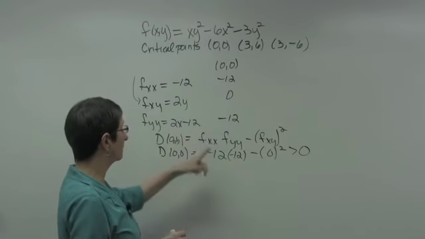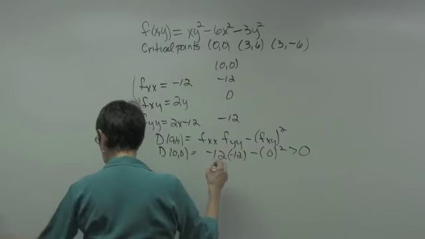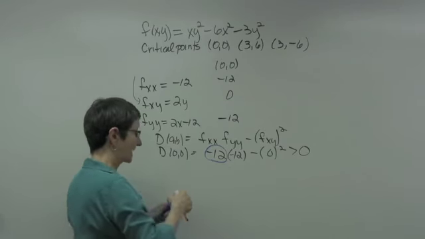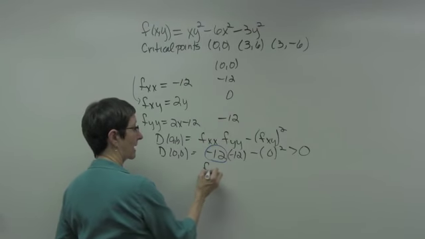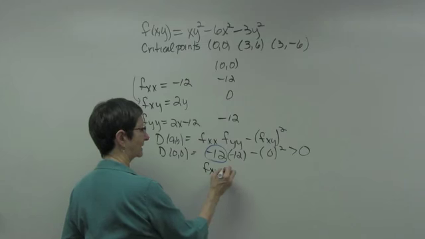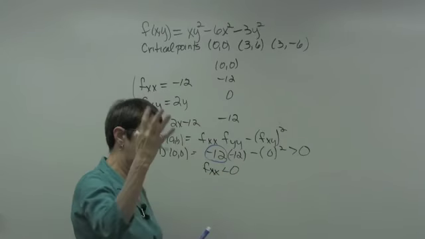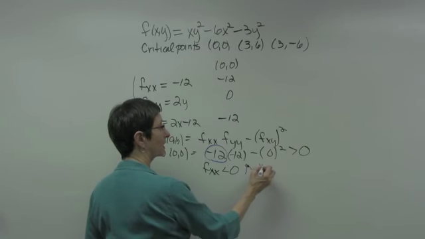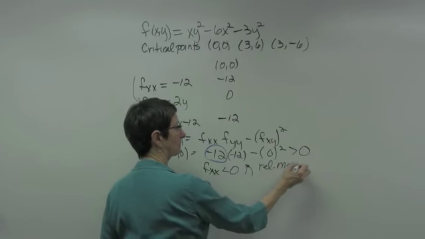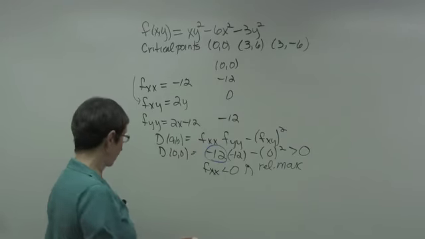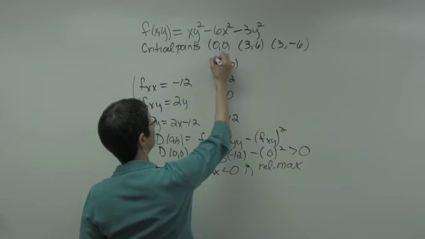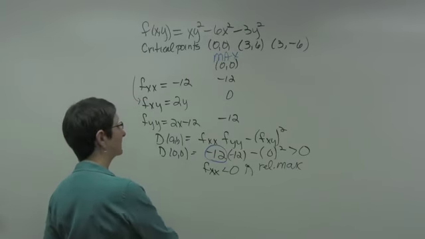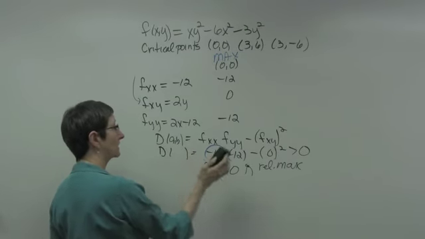What is it? Well, fxx here equals negative 12. fxx is less than 0. My concavity brain. Less than 0 means concave down. I have a relative maximum. So at my point 0, 0, I have a max. And you have to test the discriminant in each of the other points.